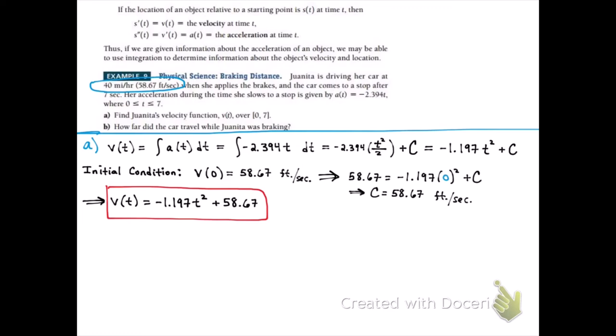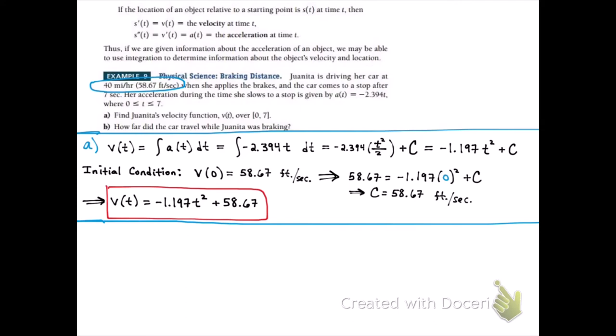Okay, now in part B, I want to find how far the car traveled while Juanita was braking. The distance the car traveled is given by the definite integral of the velocity function over the interval from 0 to 7, which is the time during which Juanita was braking. So the velocity function gives me the rate of change of the distance. So if I take the integral of that, I'll get the distance function, or the starting point function. And if I evaluate that distance function over the interval from 0 to 7, that will give me how much distance the car accumulated during that time period.